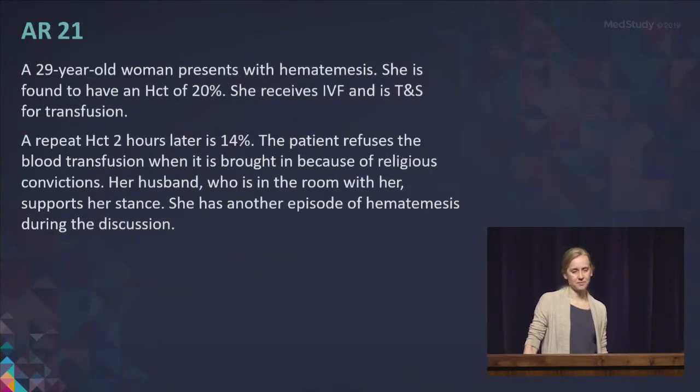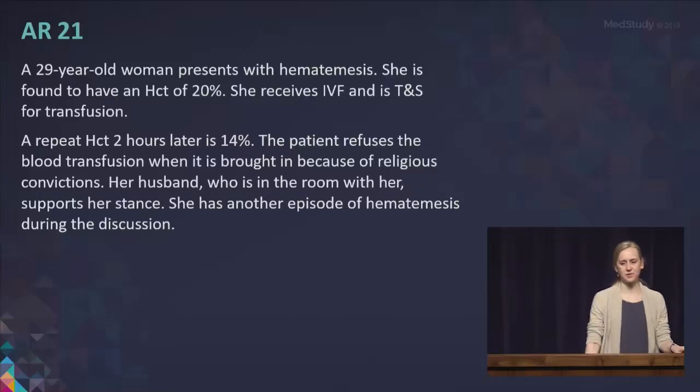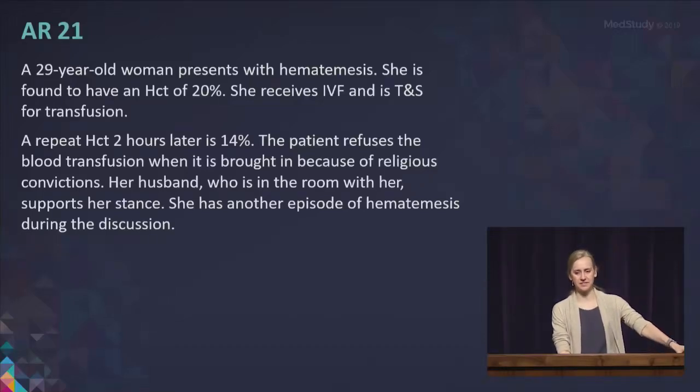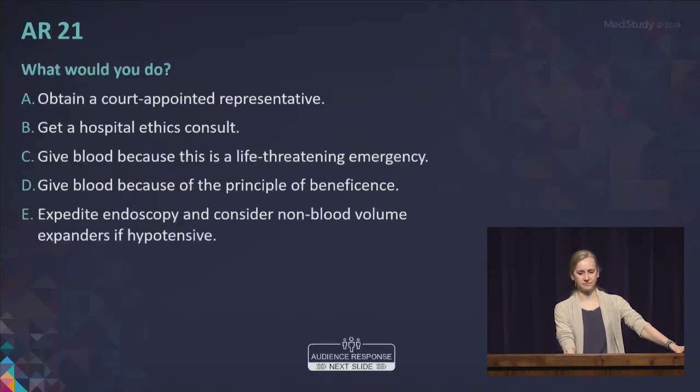So now we get to do some audience response questions. The first one, a 29-year-old woman presents with hematemesis. She's found to have a hematocrit of 20%. She receives IV fluid and is typed and screened for transfusion. A repeat hematocrit 2 hours later is 14%. The patient refuses the blood transfusion when it is brought in because of religious convictions. Her husband, who's in the room with her, supports her stance. She has another episode of hematemesis during the discussion. What would you do?